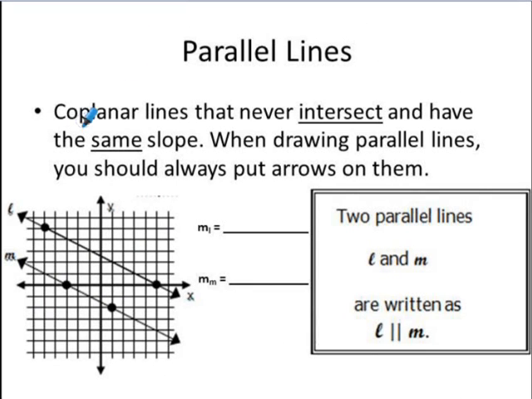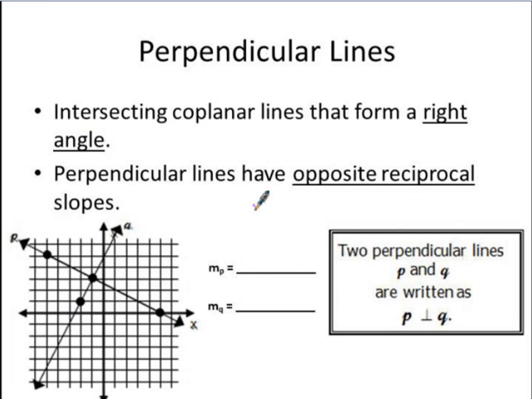Parallel lines are lines that are coplanar, which means they lie in the same plane. Okay. And they never intersect and have the same slope. When drawing parallel lines, you should always put arrows on them, okay, so we know that they're parallel. So the slope of this first line here, line L, okay, if we go down, we can count here, down 2, 4, down 5, and then over 5 that way, and then 5 that way, so that's down, it's negative, and 5/10 is 1/2. And here, same thing, we get down 2 over 4, but that also reduces to 1/2. So parallel lines are going to have the same slope, right?